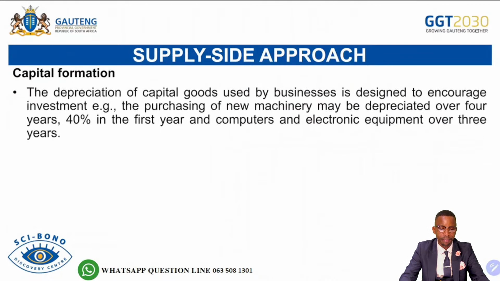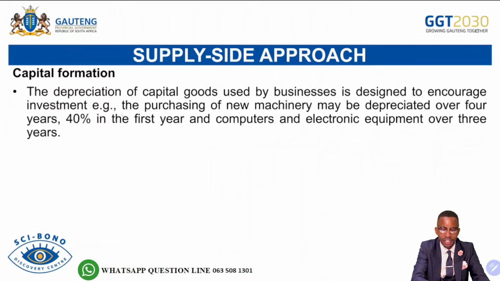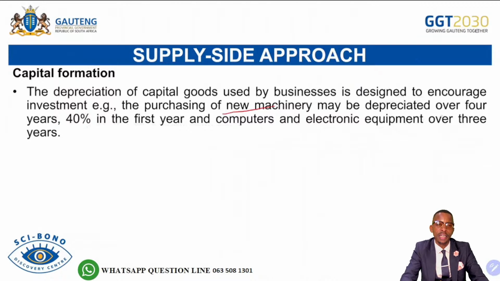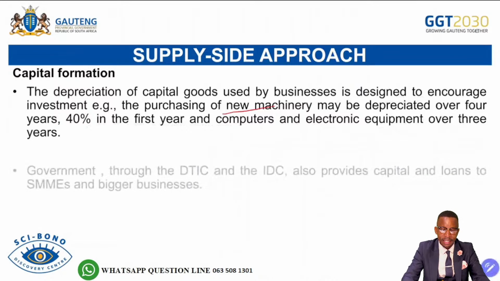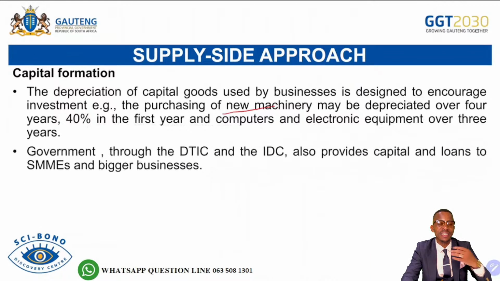The capital formation. The depreciation of capital goods used by businesses is designed to encourage investment, e.g., purchasing of new machinery may be depreciated over 4 years, 40% in the first year, and computers and electronic equipment over 3 years. So in this one, the capital formation is very important. Whenever the machine is old, it must be disposed of so that businesses can buy new machines that are technically updated. Then they will keep up with trends to produce goods and services, which will lead to increased supply of goods and services. Using old machinery and equipment results in firms becoming even more inefficient in the economy, and they will produce fewer goods and services.